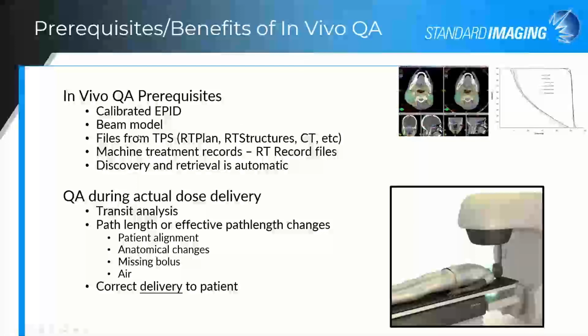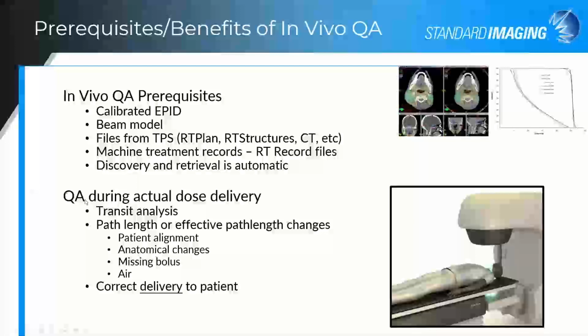The software does require files from the TPS, like RT plan, RT structures, CT, etc. for a plan. But all of this information, once you are commissioned with the calibrated EPID and the beam model and the software is configured, is discovered automatically and retrieved and processed. So there's no manual export of information for each patient, anything like that.